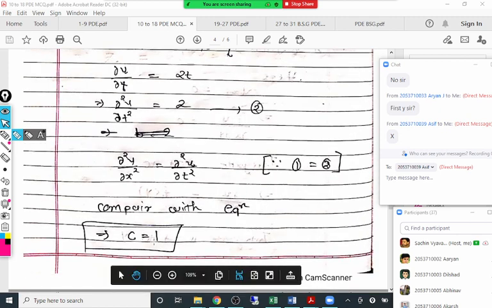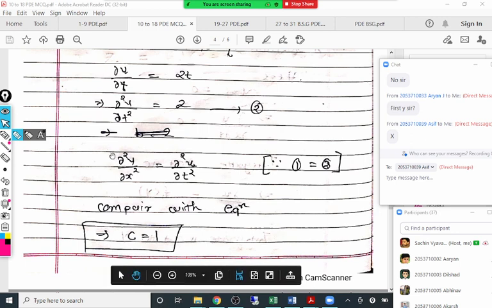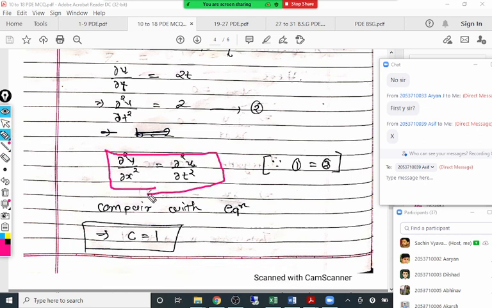So the answer c will be 1. That's good, correct. Any doubt? Comparing with the original equation, this is the equation we derived, but we are given dou 2u by dou x square equal to c times dou 2u by dou t square, something like that. So obviously c will be 1.